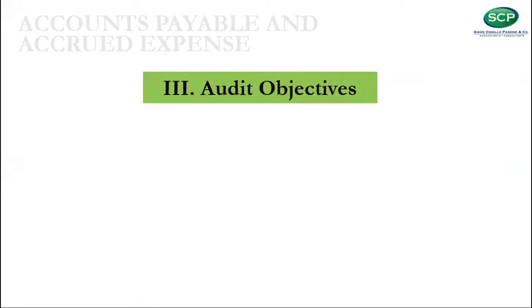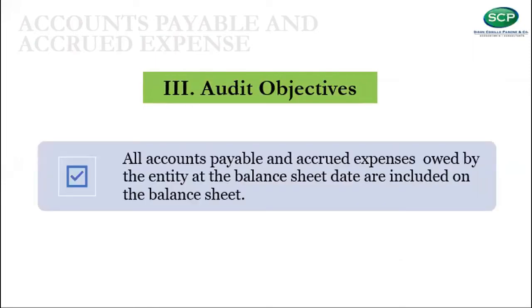The next audit objective is to ascertain that all accounts payable and accrued expenses owed by the entity at the balance sheet date are included on the balance sheet. I think among all the principal audit objectives that we will discuss, this objective, which addresses completeness and cutoff, is the most critical one that needs to be addressed in the audit of accounts payable and accrued expenses.